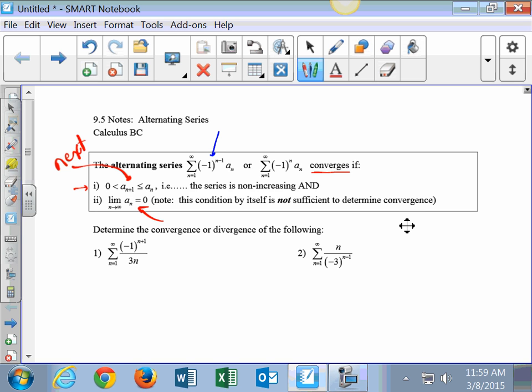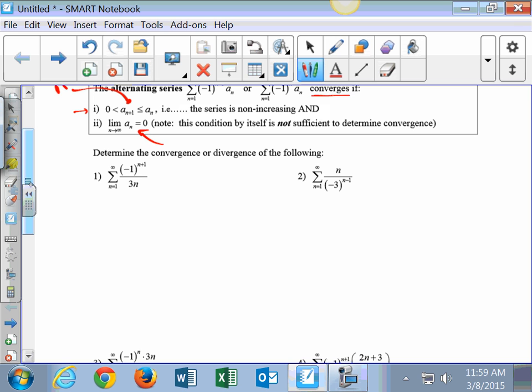So I'm going to look at example 1. It says to determine the convergence or divergence of the following. I look at this and think, okay, it's alternating, it tells me that. So I'm going to say my a sub n is equal to 1 over 3n, and my next term is found just by plugging in n plus 1 for n. So I get 1 over 3 times the quantity n plus 1.